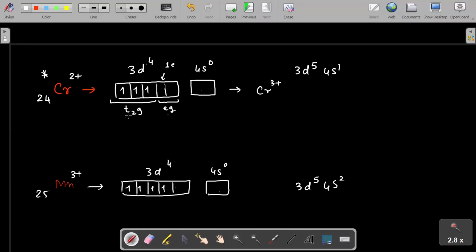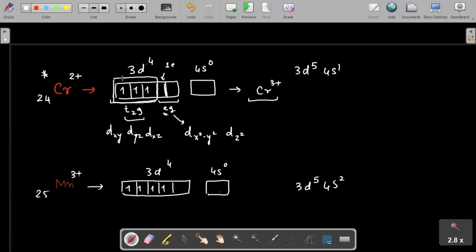The d orbitals are further divided into T2g and Eg. Now these are dxy, dyz, and dxz orbitals, whereas Eg sets are dx square minus y square and dz square. So if I take out one electron from Eg, then Cr3+ will form. And the T2g set is completely half filled.